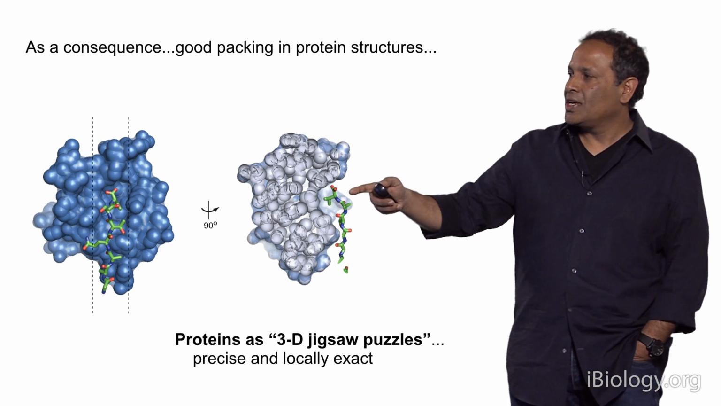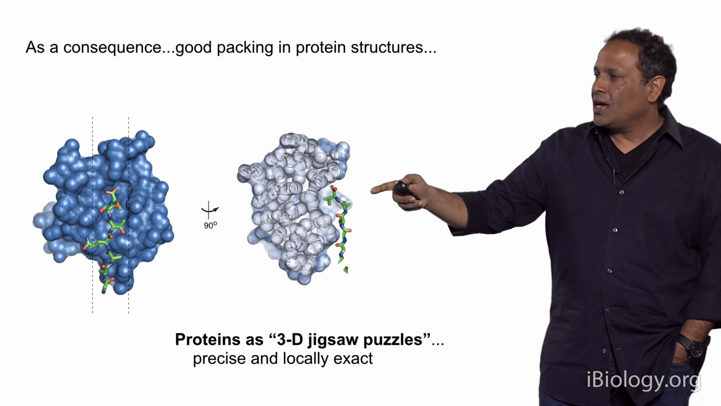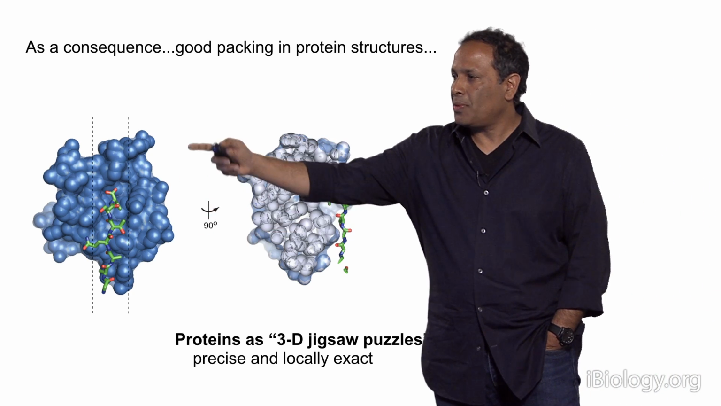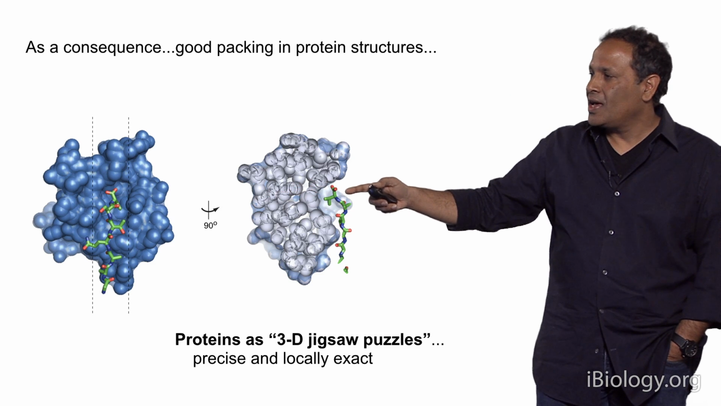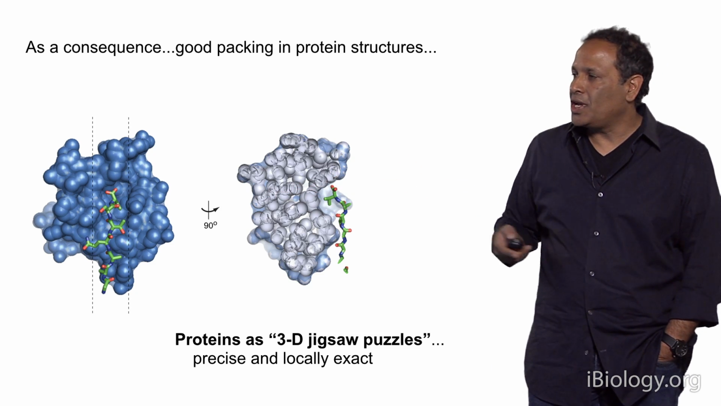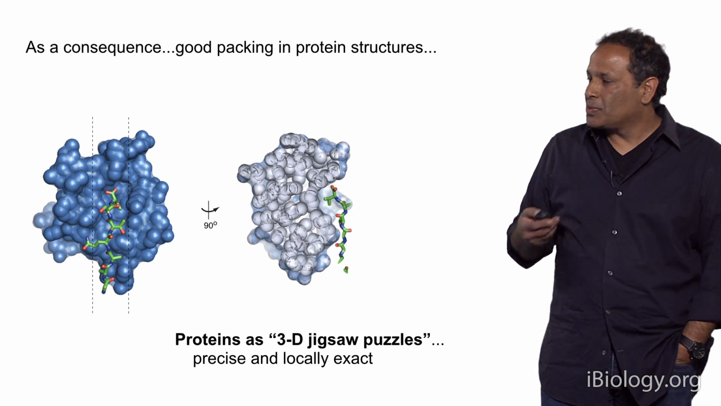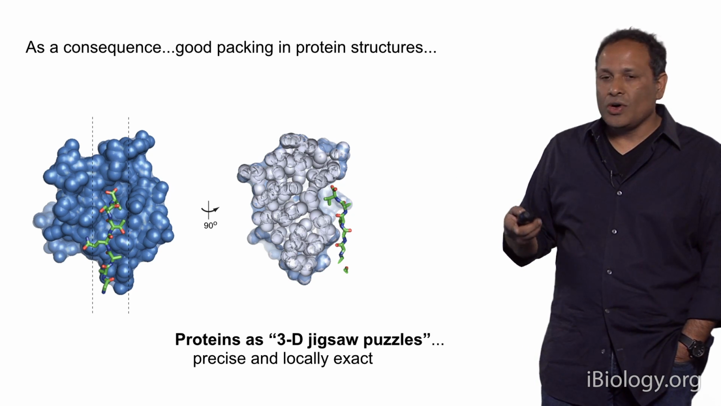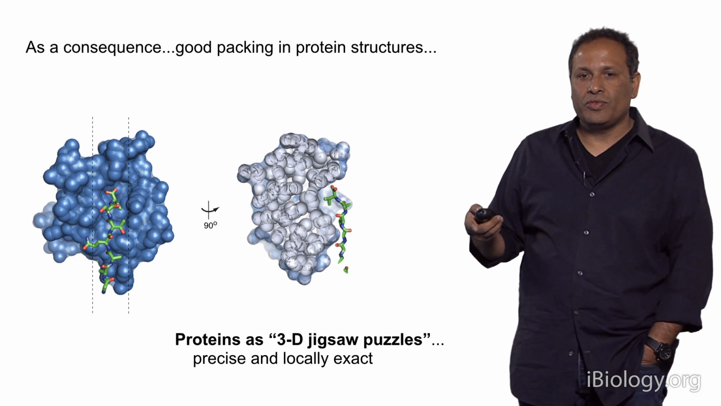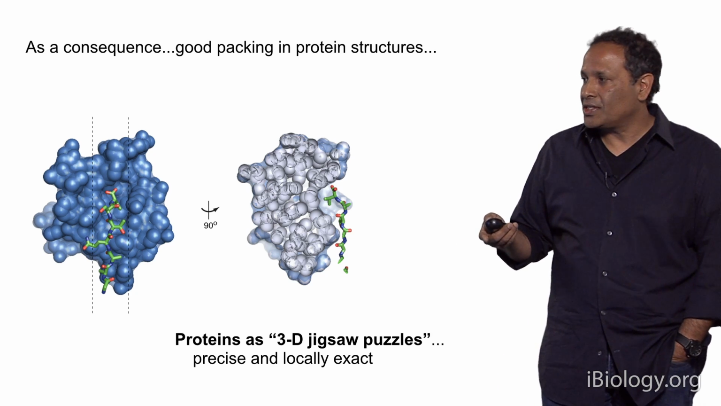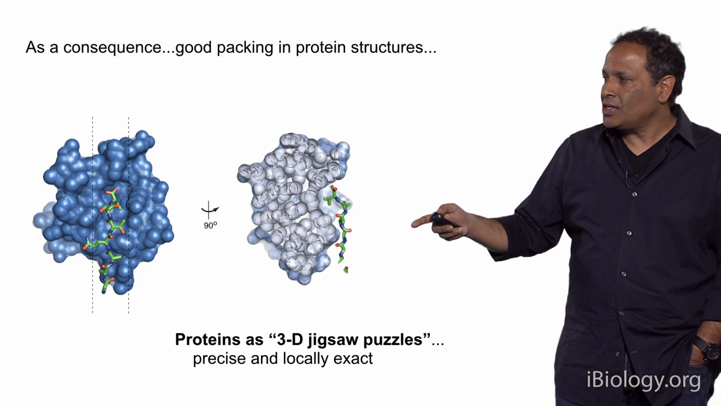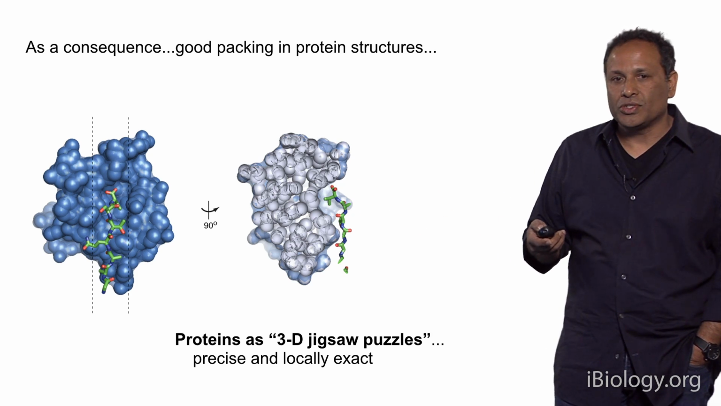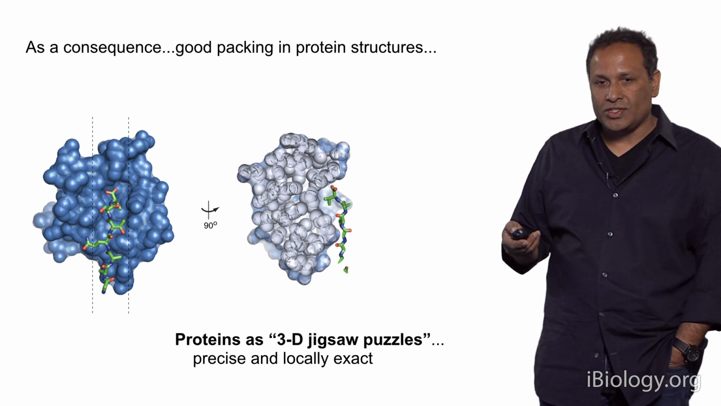So what I'm showing in this image is a slice through the core of this protein. I've chopped this protein down the middle and opened it up like a book. And you can look at the way that the atoms are arranged in the core of this protein. And what we observe is that the density of atoms in the core is so high that it approaches that which we observe in crystals of free amino acids. And as a consequence, we find that proteins look in some sense like 3-dimensional jigsaw puzzles. That is to say, they look precise and locally exact.